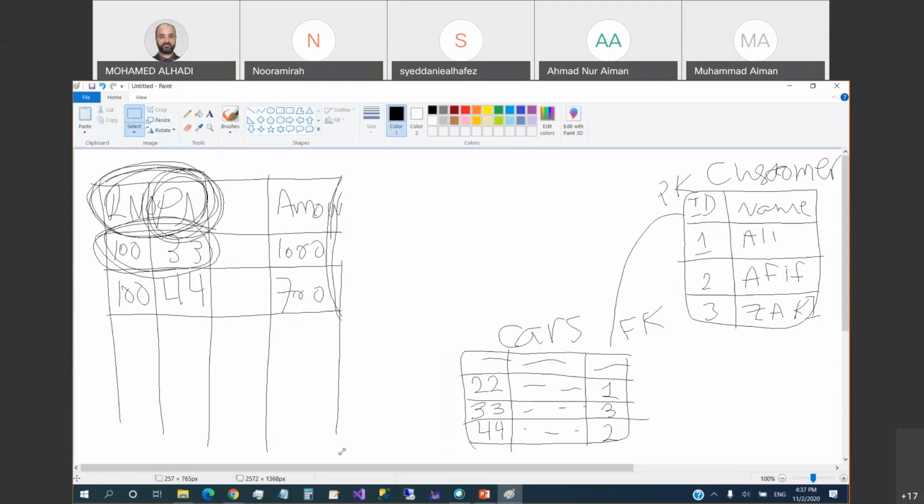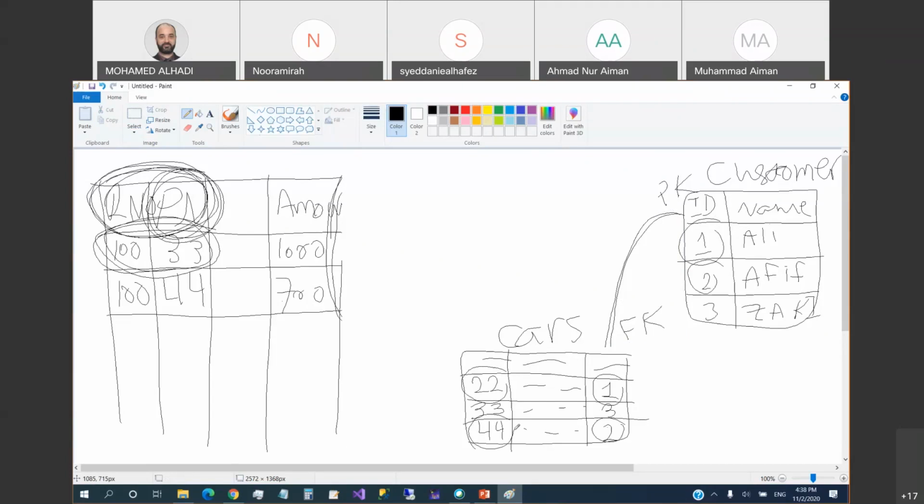How can we put it in the accident table? Yes. What about Ali's number plate? Ali's plate number is 21 here, as you can see, because of this relation. Car number 1, which belongs to Ali, has plate number 22, and car number 2, which belongs to Afif, is 44. You mean if, let's say, there is another accident between Ali and Afif, right?